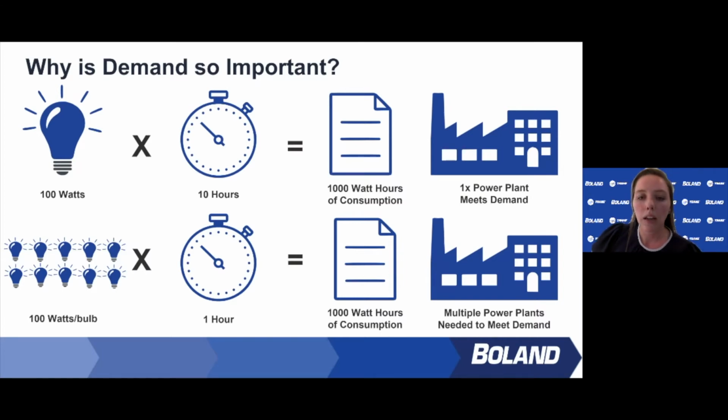grid. But in the bottom example, we have about 10 light bulbs, 100 watts per light bulb. So we have 1,000 watts of light for only 1 hour. Yes, you're still consuming 1,000 watt hours of consumption, but you need multiple power plants to meet this demand for the 1,000 watts at this given time. So it's a small example, but it just helps you understand. Power plants are designed to prepare for the greatest demand needs, so they also need your help to reduce the load on the plants.